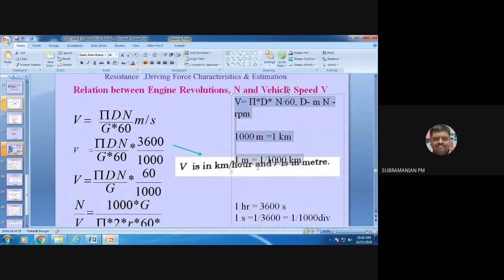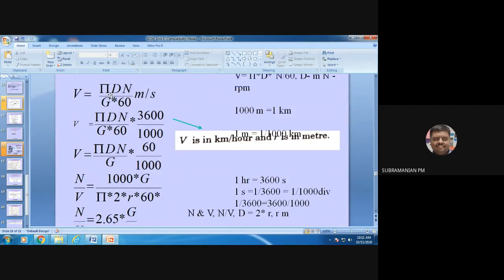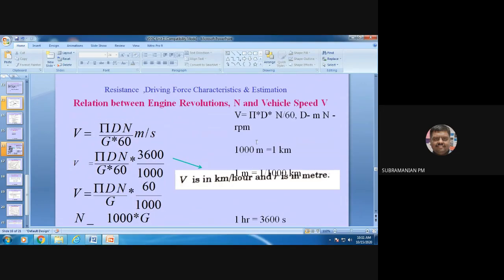See what I have typed, to make you clear, since it is in online mode, so I am making it clear. Okay, so I am typing everything. You have to write this one alone. No need to write this 1000 meter equal to 1 kilometer, already you know, but in order to make it more clear only, I have typed here. Okay, so this is the relation between engine revolution and vehicle speed.